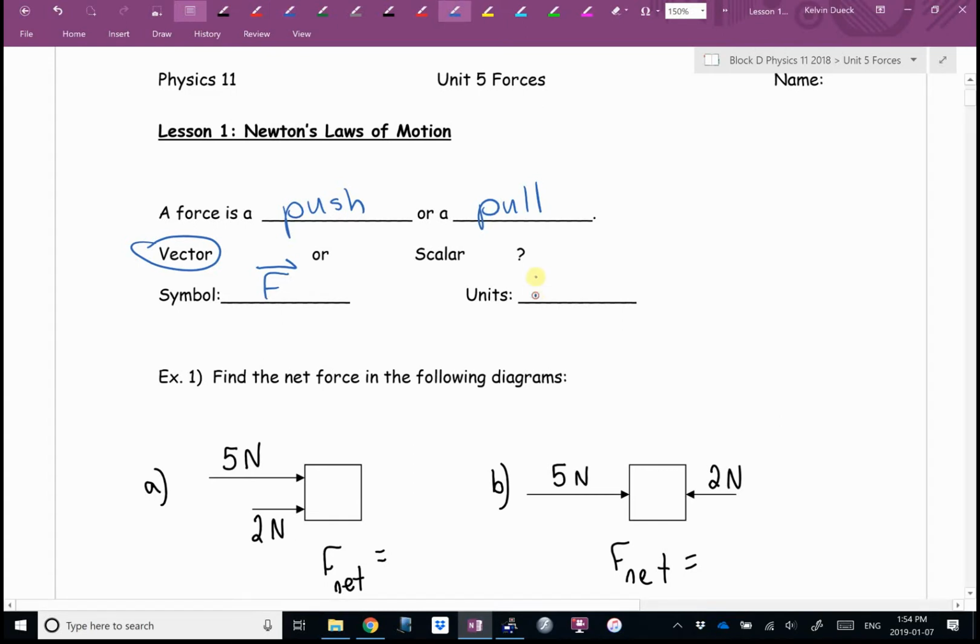Units. Force is measured in newtons. Capital N. Named after Sir Isaac Newton. In the imperial system, force is measured in pounds. Pounds are a measure of force, not of mass.